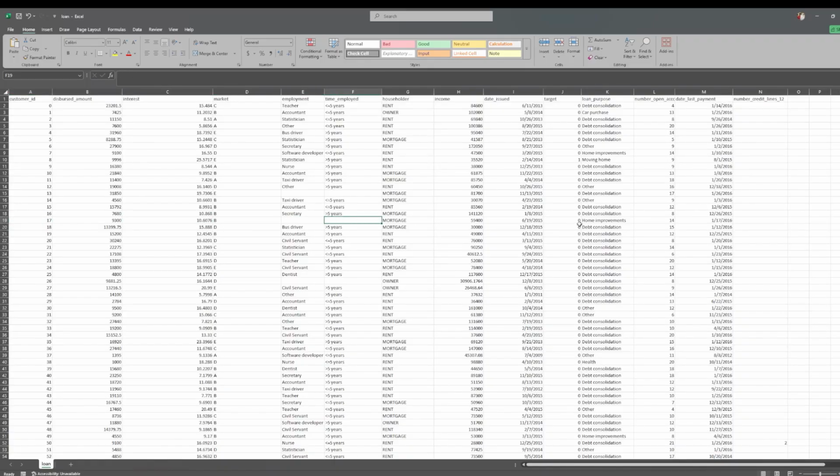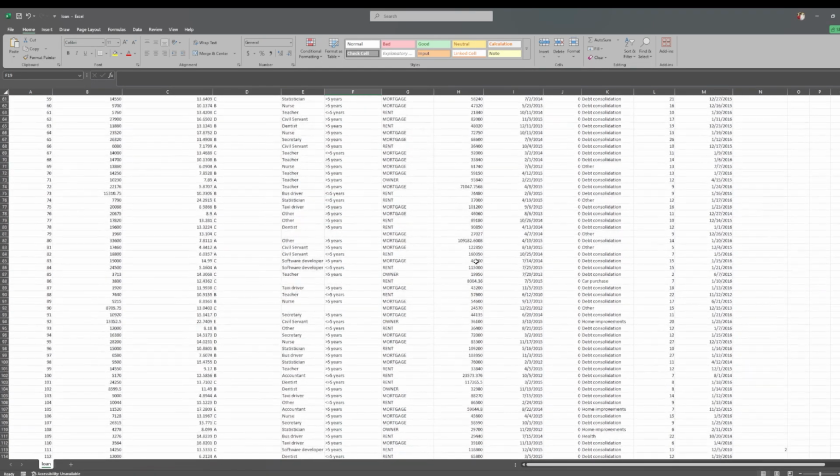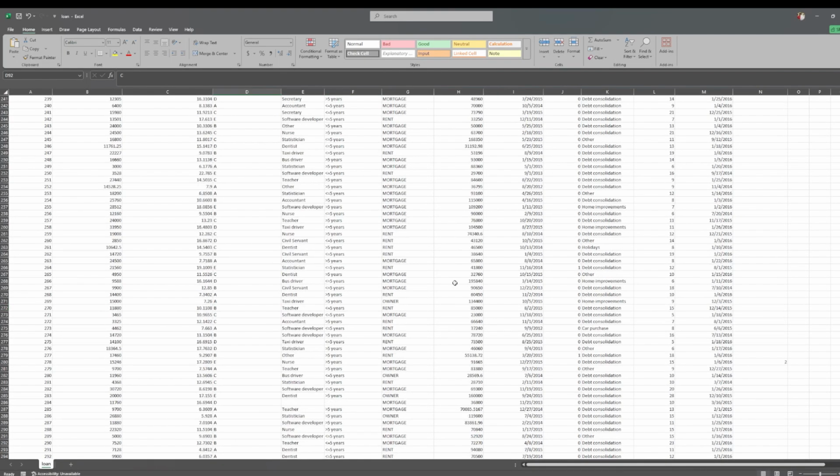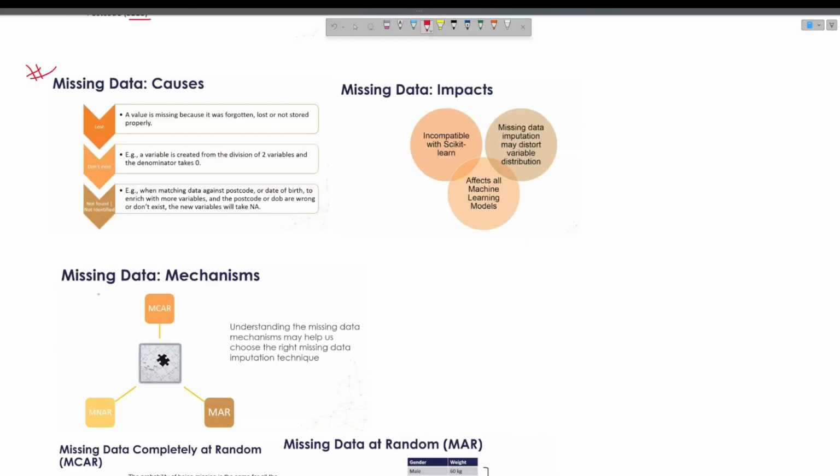Here you can see it happens again for customer ID 92. So yes, this does happen. Missing data can happen. In a CSV, someone might not have that value, or sometimes it happens mistakenly. So the value is missing because it was forgotten, lost, or not stored.